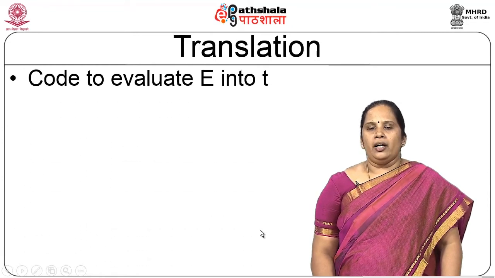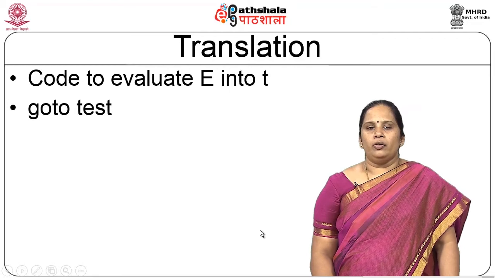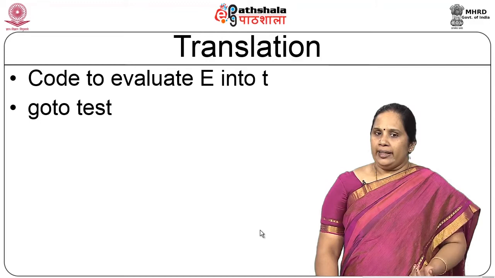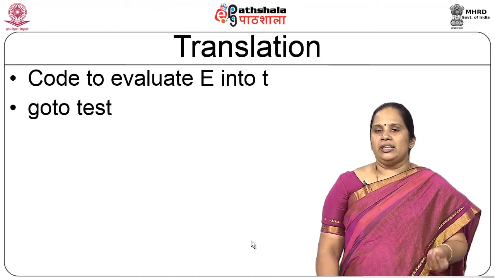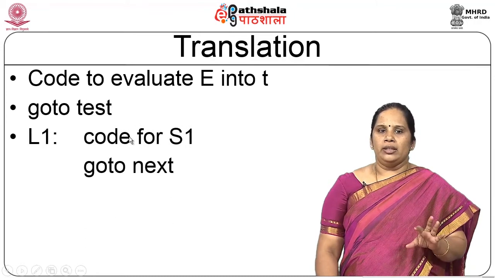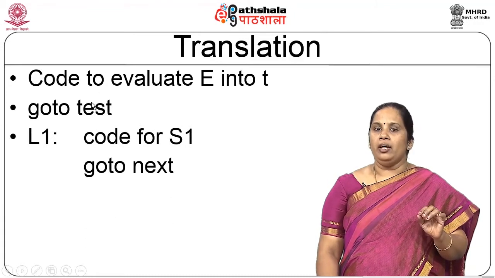Now this is the sequence code to evaluate E into T, that is, compute the expression, generate the code for the same, and then put the result in a variable called T, and then you have to go to test. Now this is what the first 2 lines of your 3 address code are.